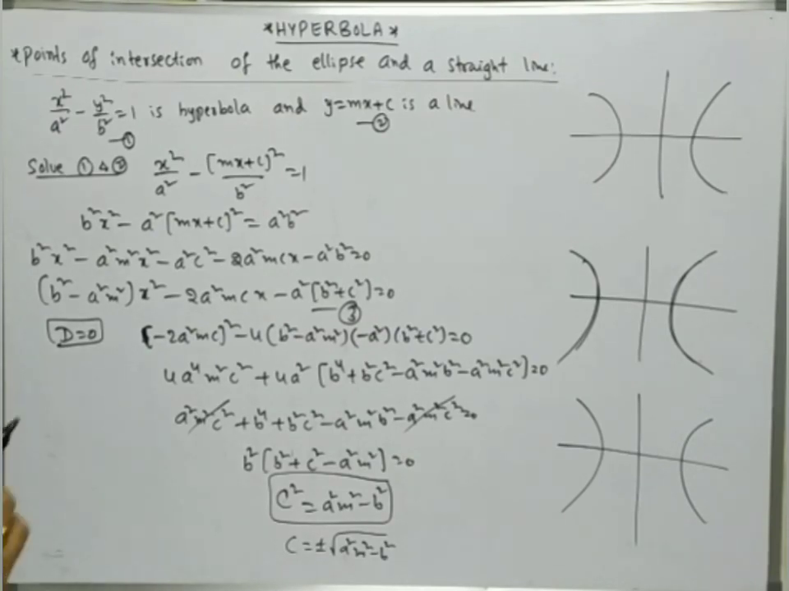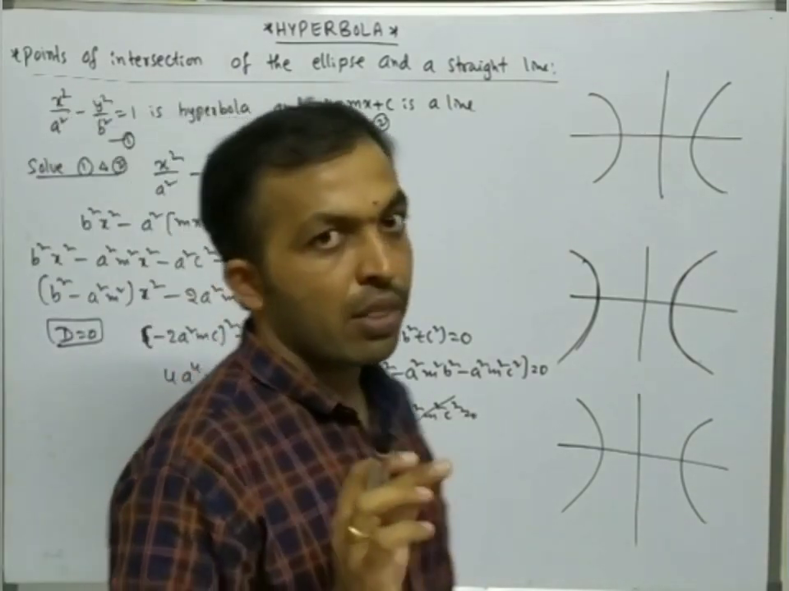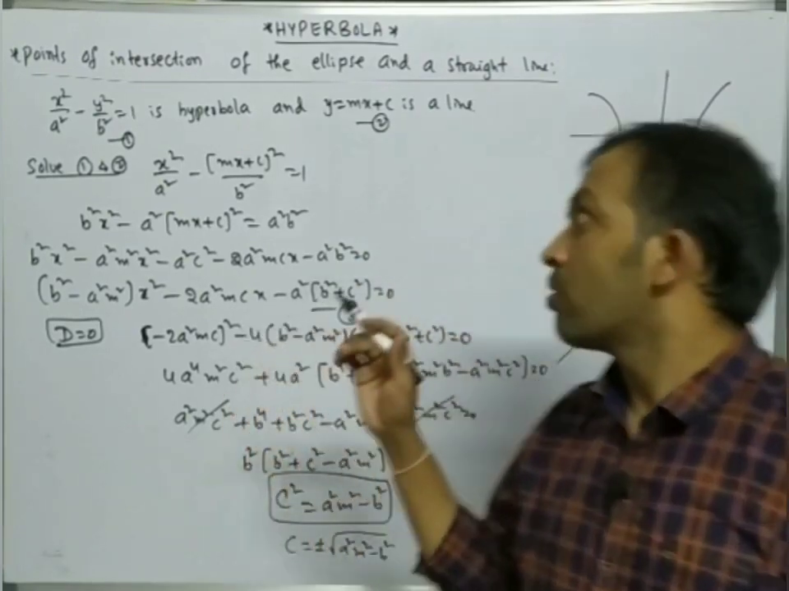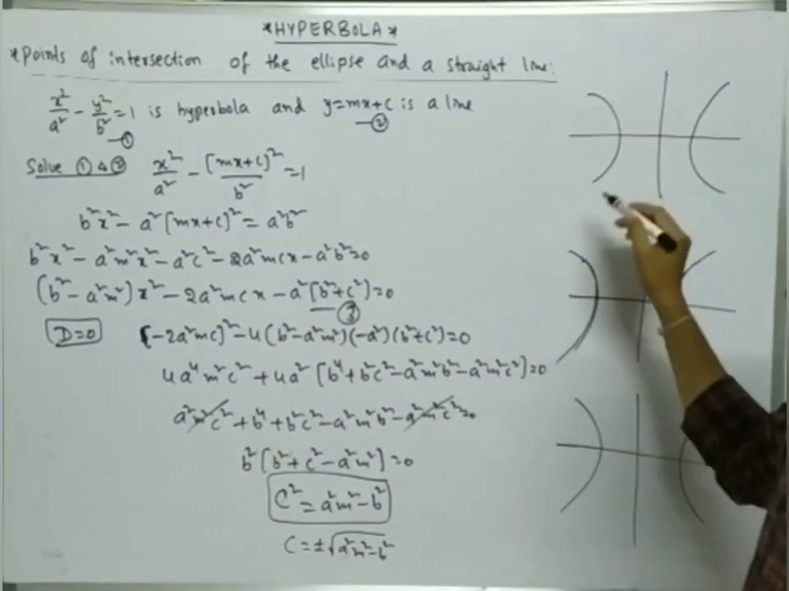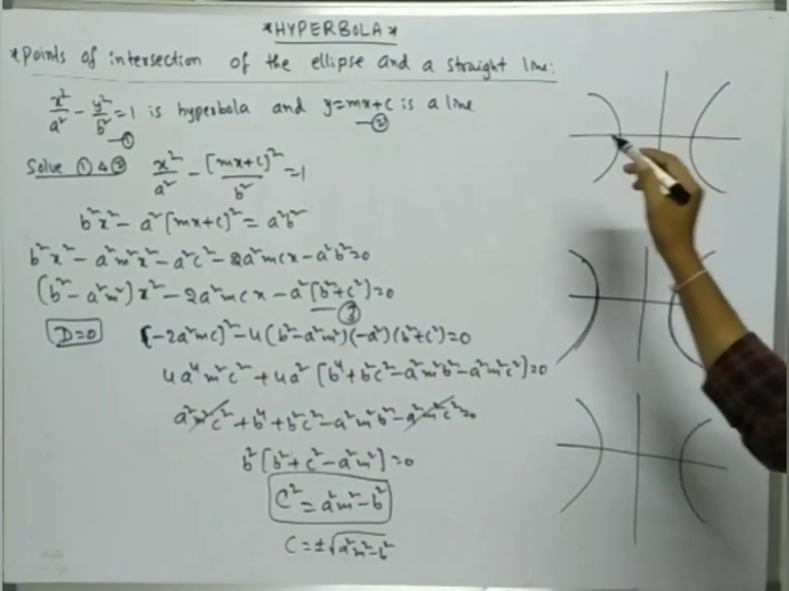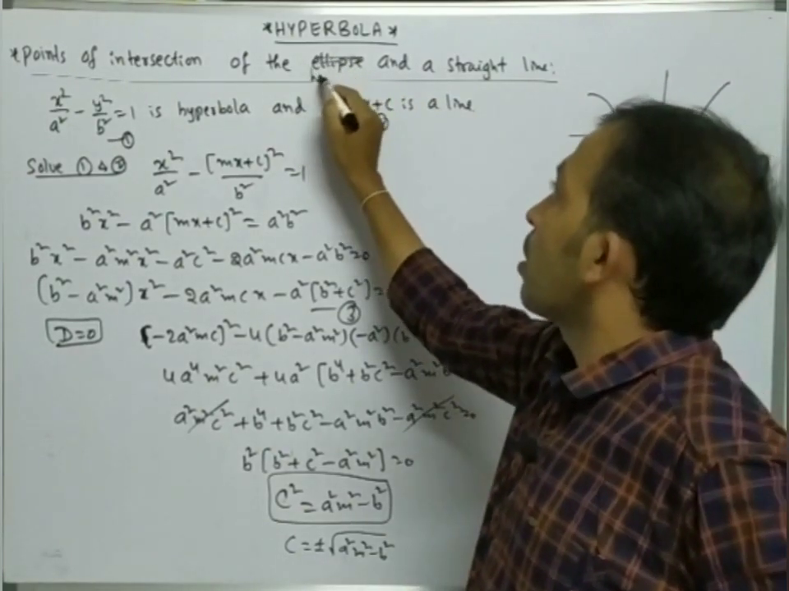Next, point of intersection of the ellipse and a straight line. Not ellipse, this is hyperbola.